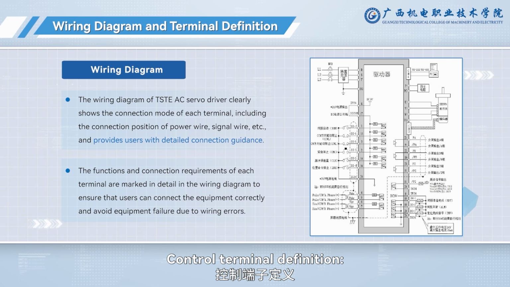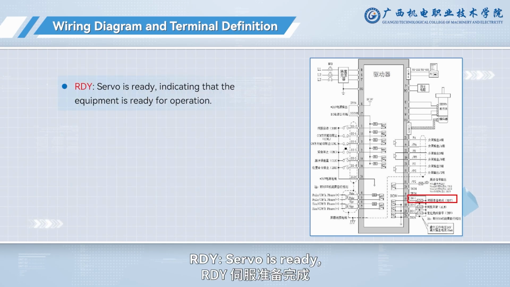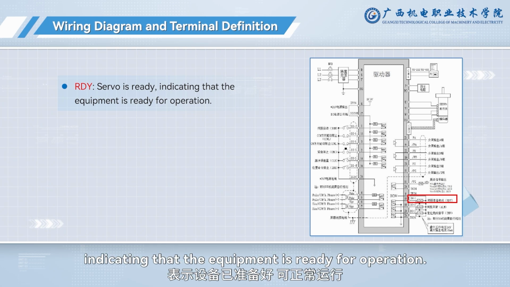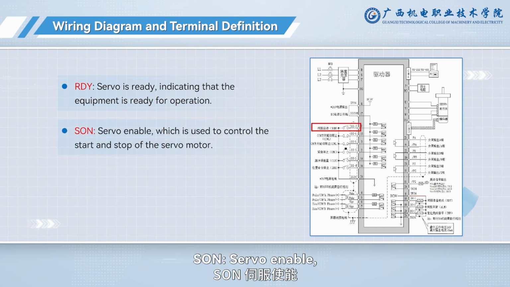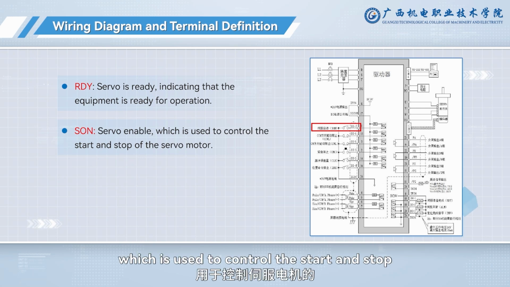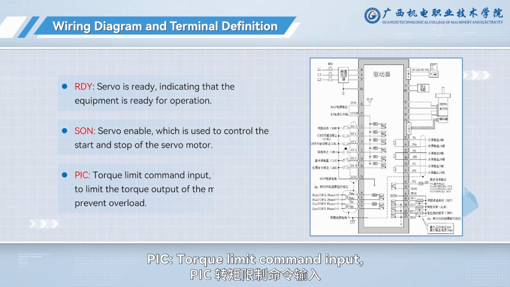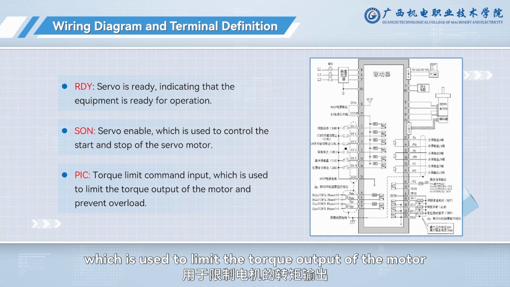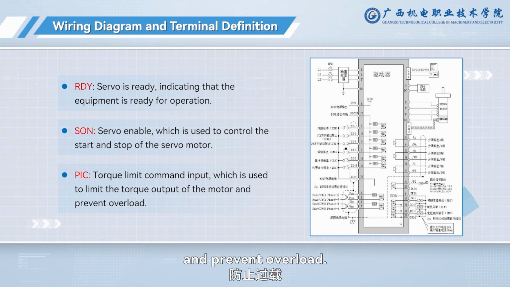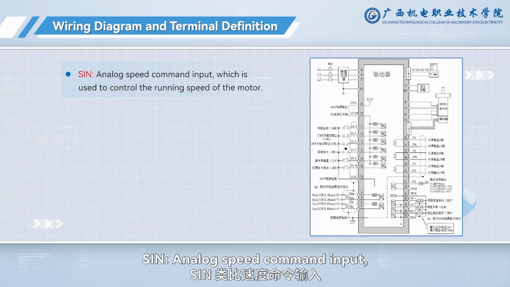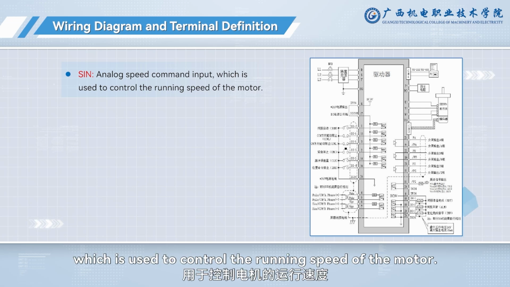Control terminal definition. RDY. Servo is ready, indicating that the equipment is ready for operation. SON. Servo enable, which is used to control the start and stop of the servo motor. TIC. Torque limit command input, which is used to limit the torque output of the motor and prevent overload. SIN. Analog speed command input, which is used to control the running speed of the motor.